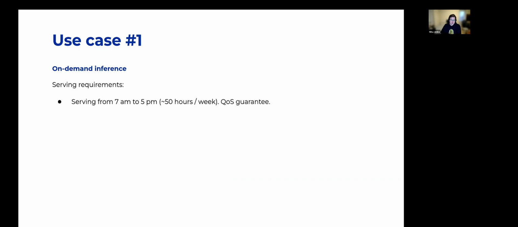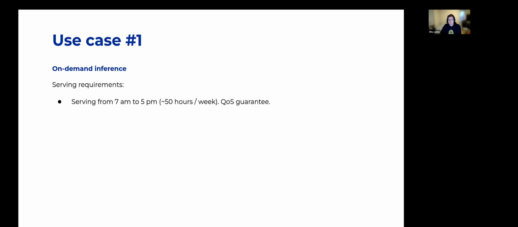So our first use case was on-demand inference. We were supporting our internal departments for the product classification case, and our models needed to be there serving people from 7 a.m. to 5 p.m. That's roughly 50 hours a week. So it was just a quality of service guarantee. Of course, these models were idle most of the time because humans just don't work as fast as possible. They needed to get predictions. They needed to get suggestions for the product categories.